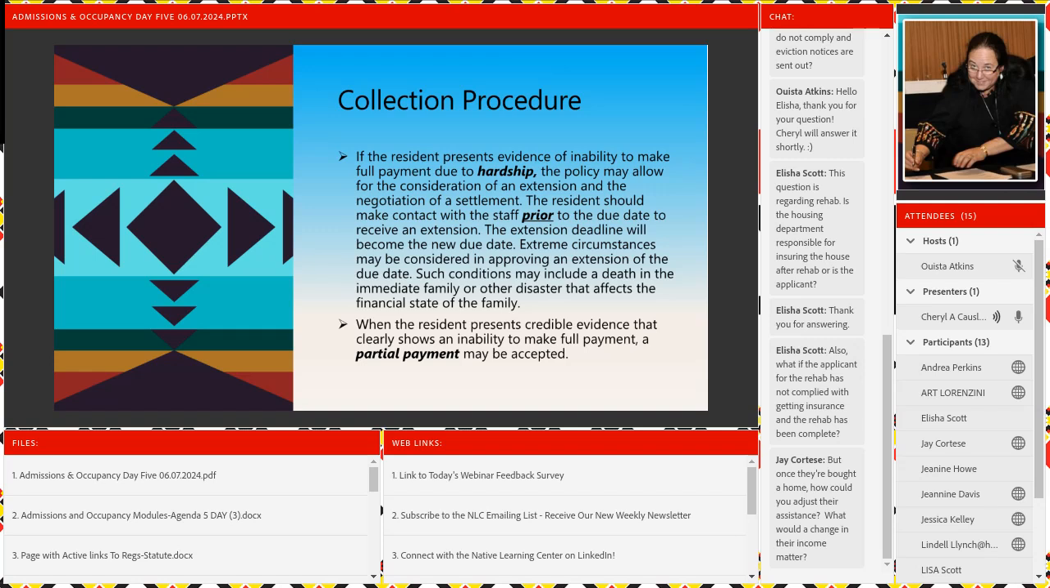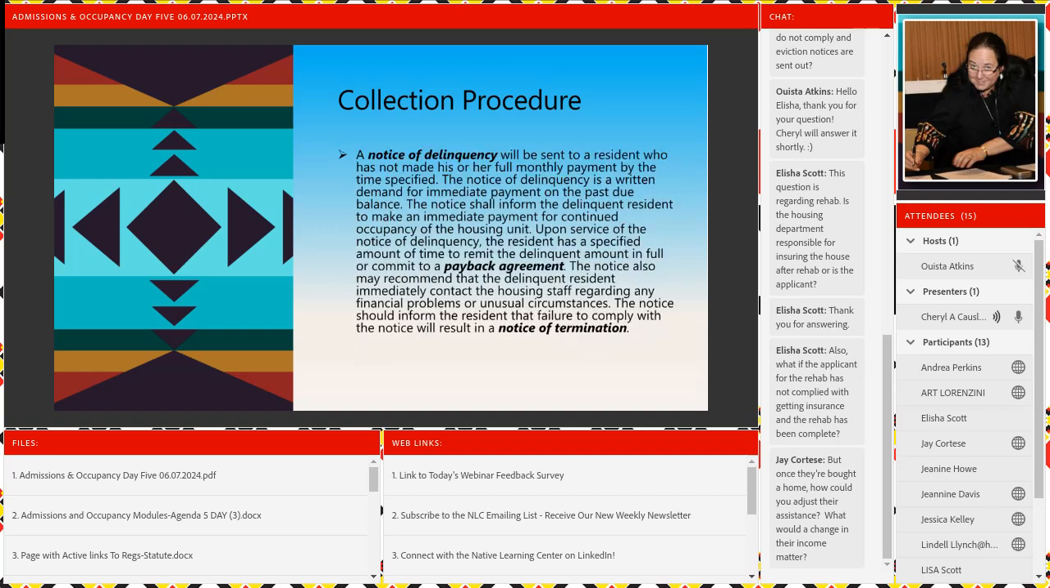You should also list how many times you are allowed to have a payback agreement during a year's time or 2 years' time. Okay. Such conditions could include death of an immediate family member, other disaster, somebody in the family in the hospital somewhere, or other disaster that affects the financial state of the family. When the resident presents credible evidence that clearly shows an inability to make full payment, a partial payment can be accepted.